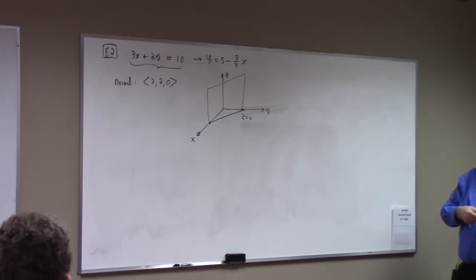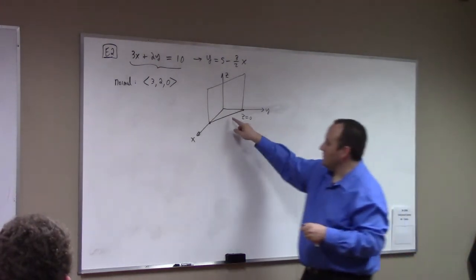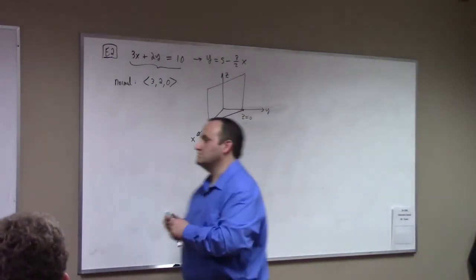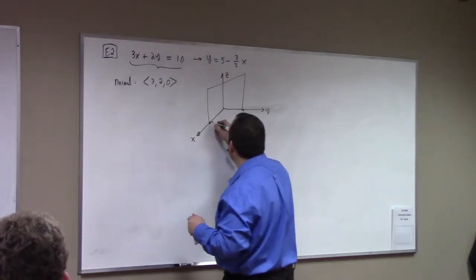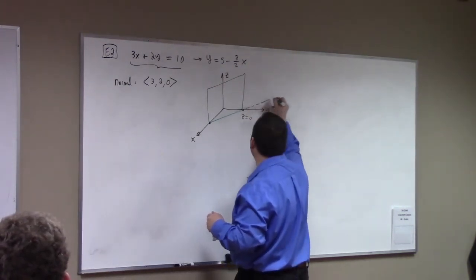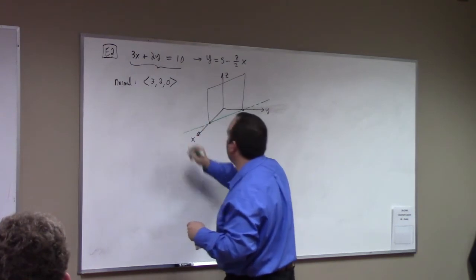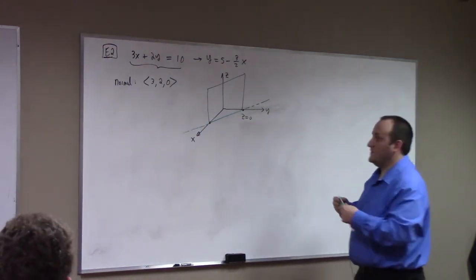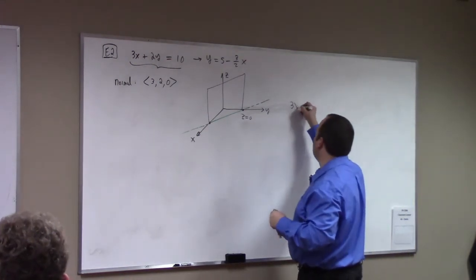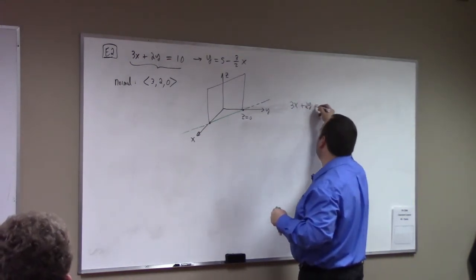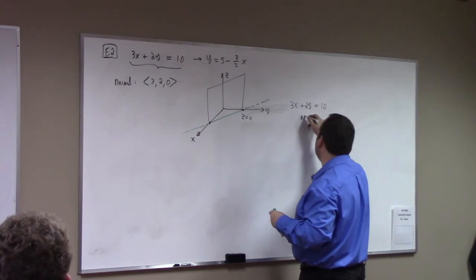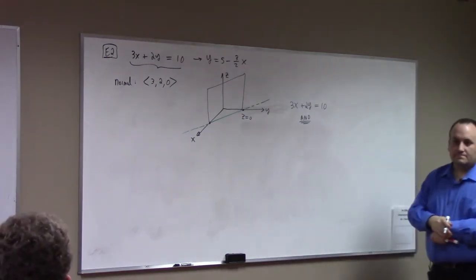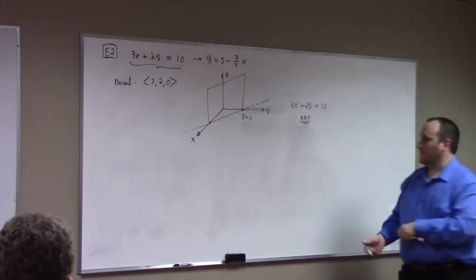So what if I just want that line here? How would I get that in terms of equations? Let me make it green. If I just want this green line, and it goes on and on, how would I get that? Here's what I would do. I would want to say that 3x plus 2y equals 10, and what else? Z equals 0. Yeah, you guys know it.